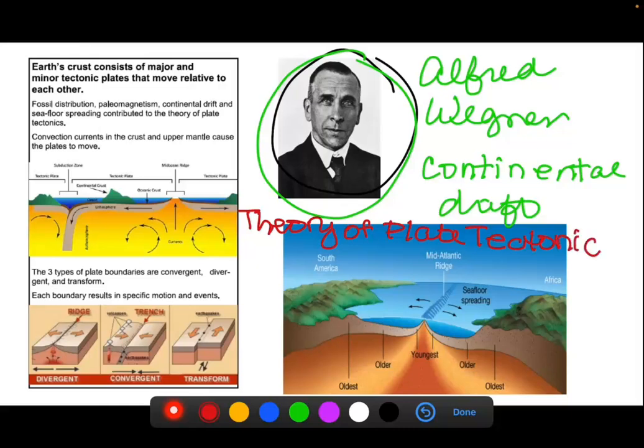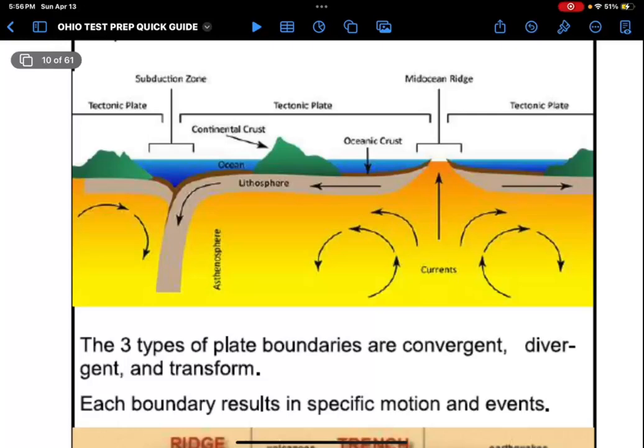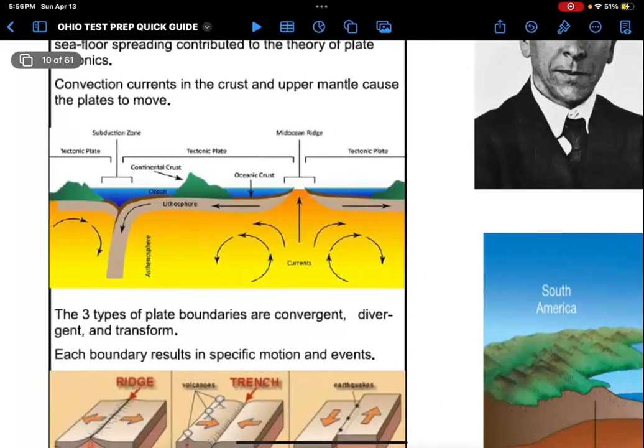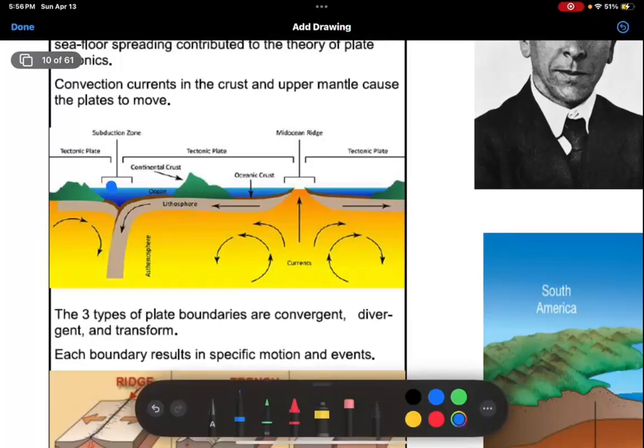In the theory of plate tectonics, they said that the Earth was broken up into these big tectonic slabs, and that the slabs were moving. Not just the continents, but the ocean plates and the continental plates were both moving. You can see we have different types of crust. We have the oceanic crust right here, and then we have the thicker continental crust right here.